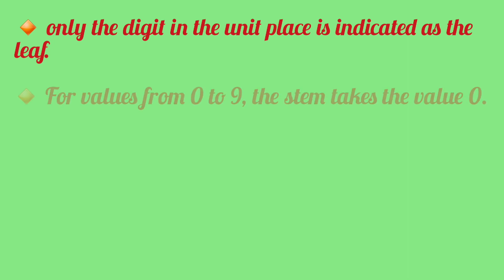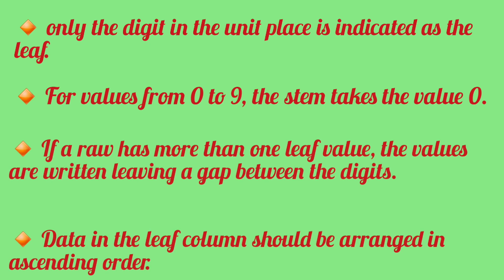For values from 0 to 9, the stem takes the value 0. If a row has more than one leaf value, the values are written leaving a gap between the digits. We are not using commas here. Then the data in the leaf column should be arranged in ascending order.